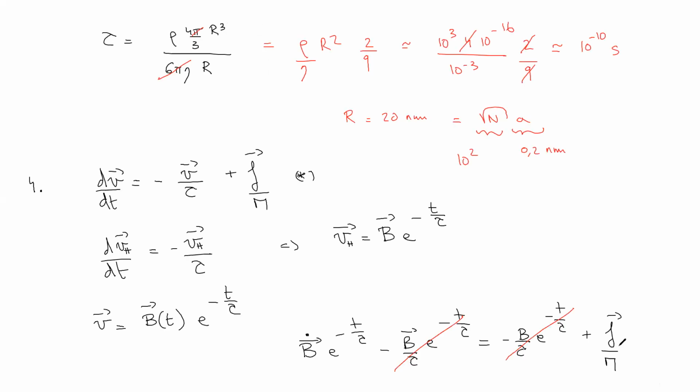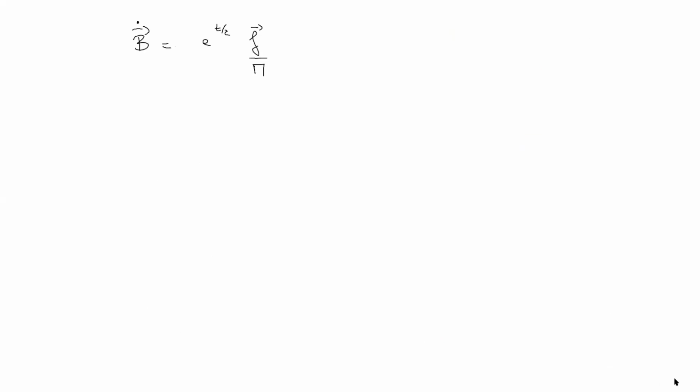Okay, this is at time t. And thus B will be the primitive of that guy. So let me integrate over t prime. I don't specify the bound for now. F of t prime divided by m.